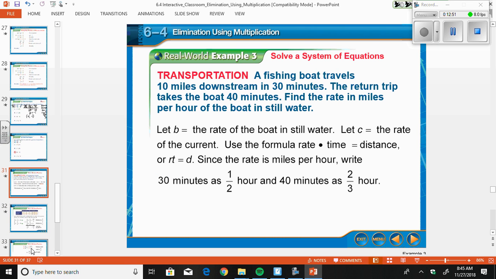Transportation. A fishing boat travels 10 miles downstream in 30 minutes. Return trip takes about 40 minutes. Find the rate in miles per hour of the boat in still water. So the rate of the boat in still water, let's say B, and let C equal the rate of the current. Use the formula, rate times time equals distance. So RT equals D. And since the rate is miles per hour, write 30 minutes as a half hour and 40 minutes as 2/3 of an hour. Sounds fun.